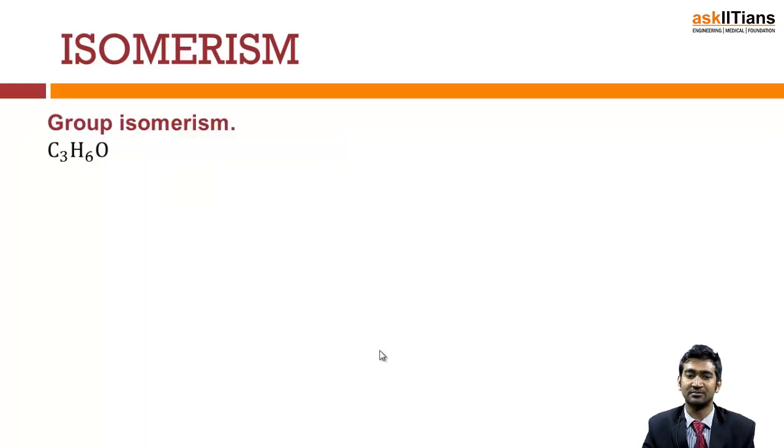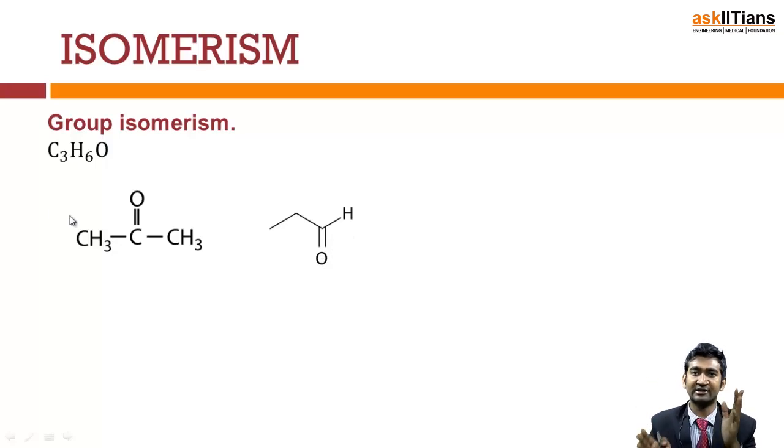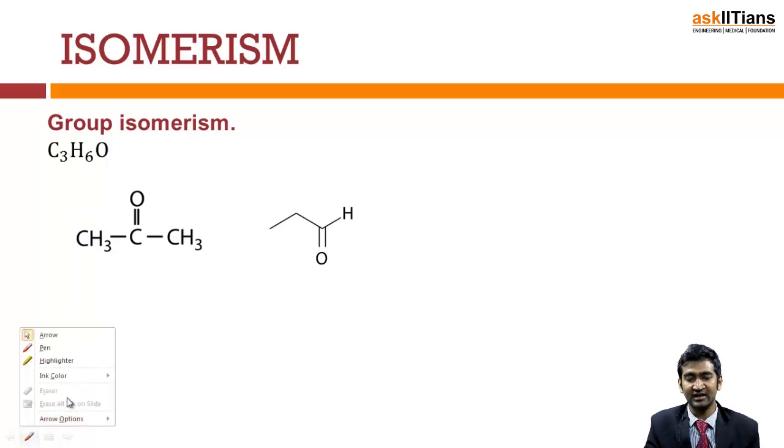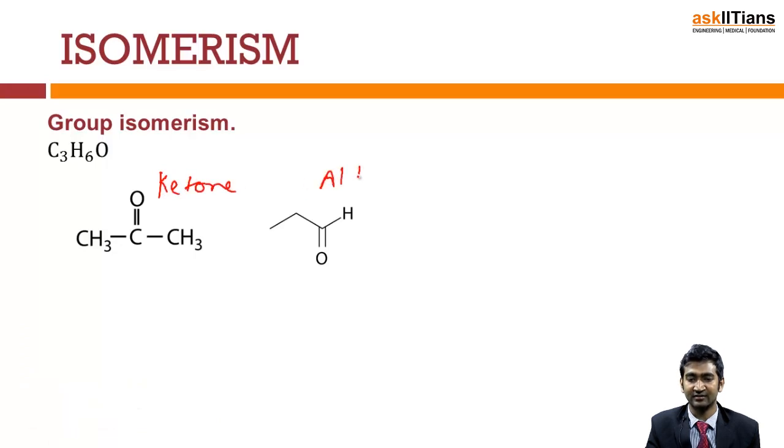Then group isomerism. It's like this. You have CH3COCH3, right? Here you have CH3CH2CHO. So group means it will get converted from this side to that side. So here you have aldehyde and ketone, right? This is a ketone. This is an aldehyde. So that we say group isomerism or the metamerism.